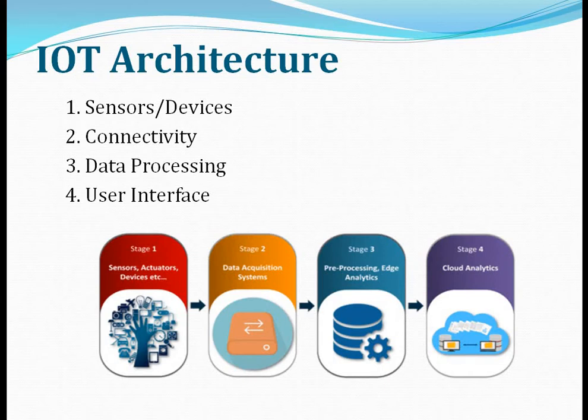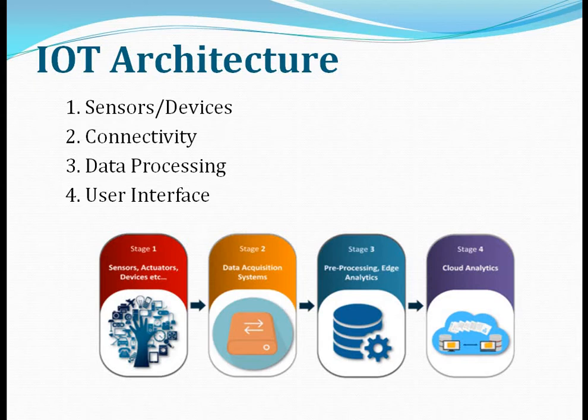So next, coming to the architecture of IoT. How is IoT going to work? In this architecture, there are four main steps that are required for IoT. The first one is sensors or devices, the second one is connectivity, the third one is data processing, and the fourth one is user interface. First, coming to the sensors and devices.